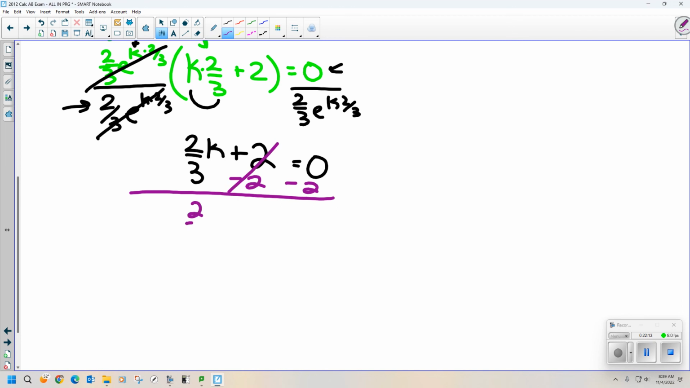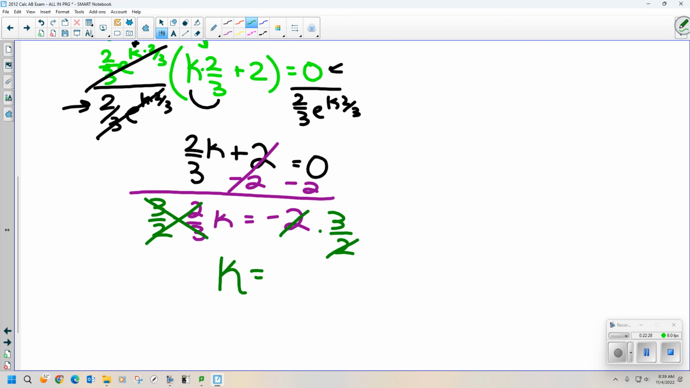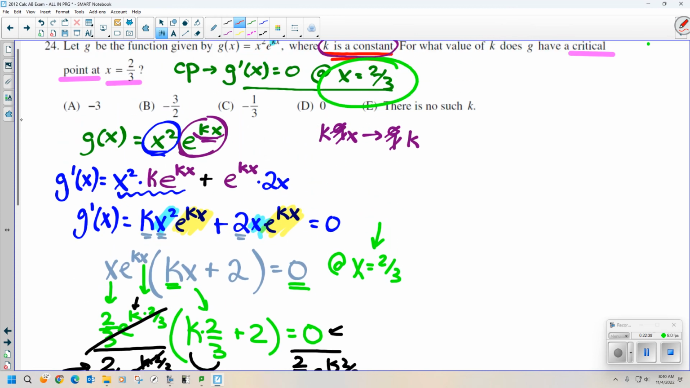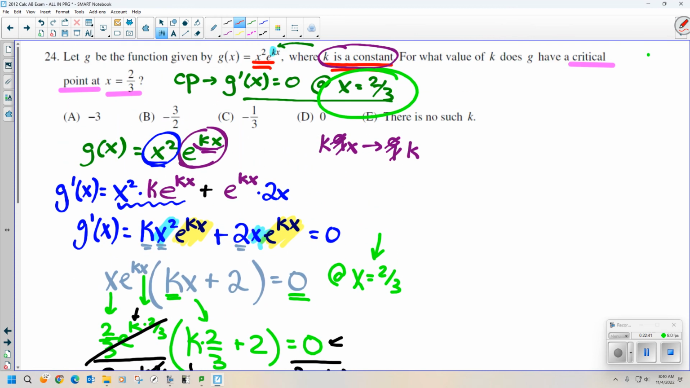Boom. And I got 2/3 k equals -2. Now I'm just going to multiply by the reciprocal. Bang, bang. Multiply by that same reciprocal, and k equals, my 2's cancel, but I have -3. So a k value of -3 would result in this function having a critical point when x is 2/3. So my k value should be -3.